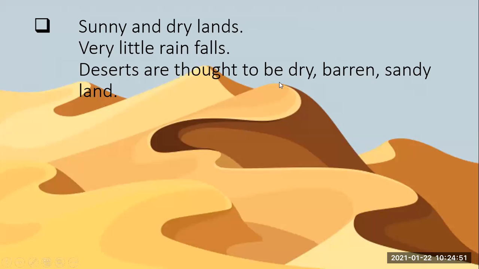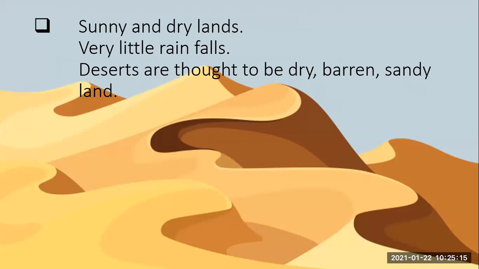Deserts are thought to be dry, barren, sandy land. Deserts are thought to be dry. That is a simple word. Everybody knows the meaning of this word. Okay, they are dry. They are barren. Barren we can take its Urdu meaning as banjar. Okay, barren. It means the land over here is not suitable for plants to grow. Right? It is barren. It is not good or fertile.